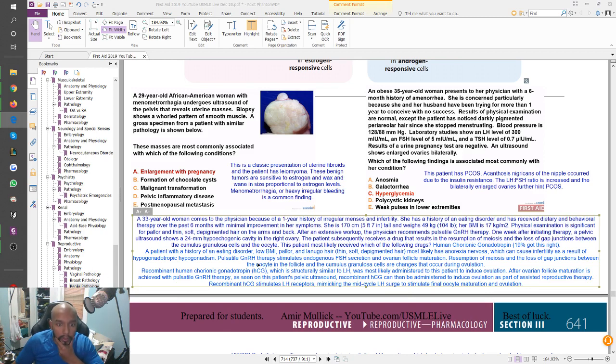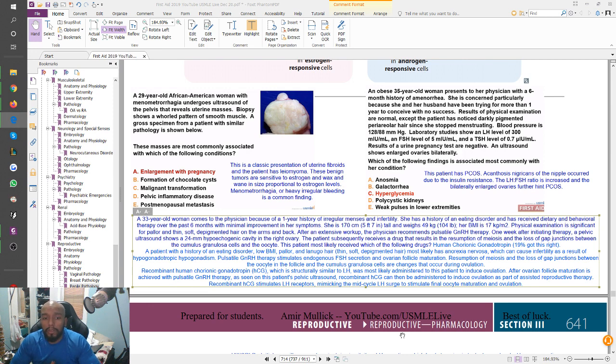So pulsatile GnRH therapy stimulates endogenous FSH secretion and ovarian follicle maturation. Resumption of meiosis, resuming meiosis, continuing on meiosis, and the loss of gap junctions between the oocyte and the follicle and the cumulus granulosa cells are changes that occur during ovulation. That's what that was about. So basically they gave her something that caused ovulation.